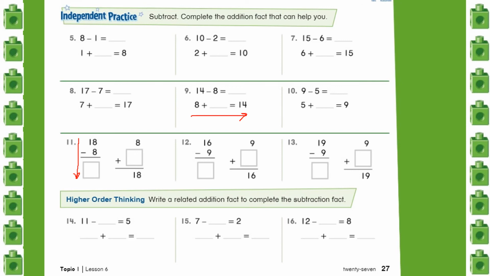And then down here it says higher order thinking, which means you've got to use a little extra brain power. Write a related addition fact to complete the subtraction fact. So for number 14, it says 11 minus something equals 5. Once you figure out what that something is, take those 3 numbers and make an addition fact using only those 3 numbers. And you're going to do that for 14, 15, and 16. Does that make sense?